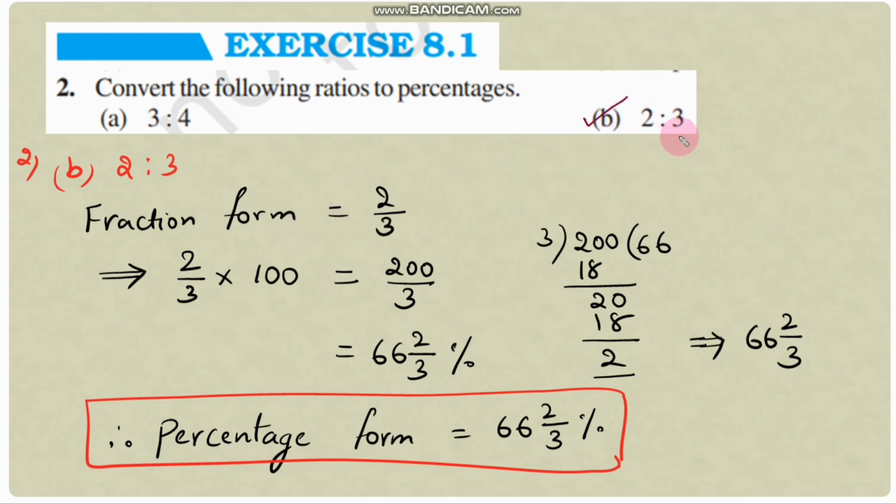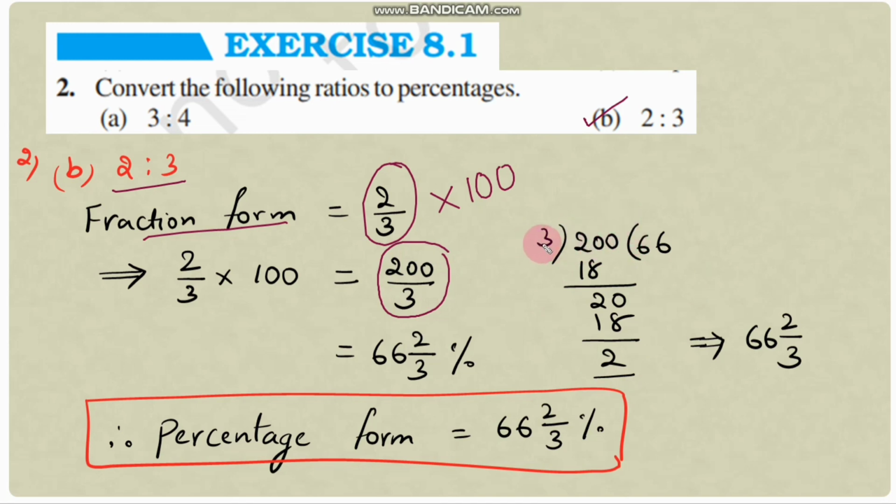Next, question B. 2:3. We have to convert 2:3 into percentage form. How can we write 2:3 in fraction form? We can write it as 2/3. To convert a fraction into a percentage, we always have to multiply by 100. So let us multiply 2/3 by 100. So 2 into 100 divided by 3. Let us convert 200/3 into a mixed fraction. This is an improper fraction, so let us convert it into a mixed fraction.